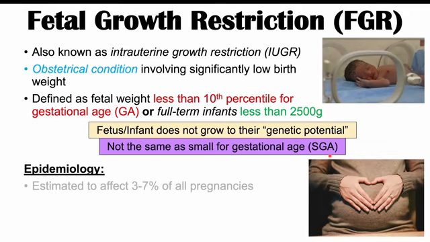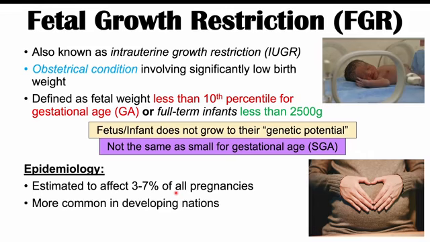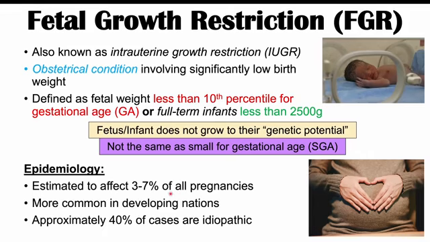So fetal growth restriction is estimated to affect 3 to 7% of all pregnancies. It's also going to be more common in developing nations, and in particular, it's even more common in certain Asian countries. And approximately 40% of fetal growth restriction cases are idiopathic, meaning that the underlying cause is not known or not identified. Let's talk about those potential causes of fetal growth restriction.